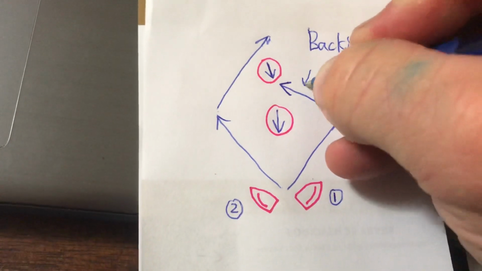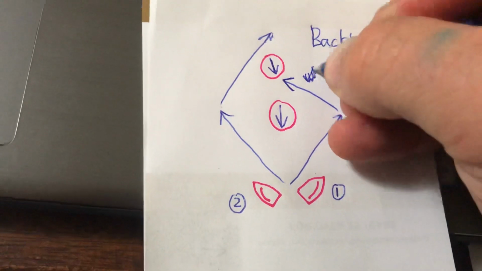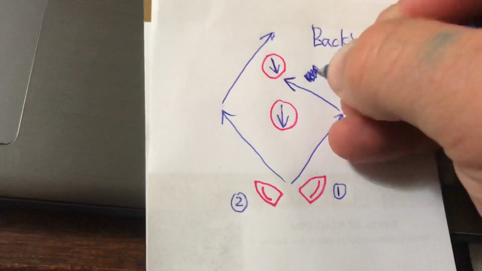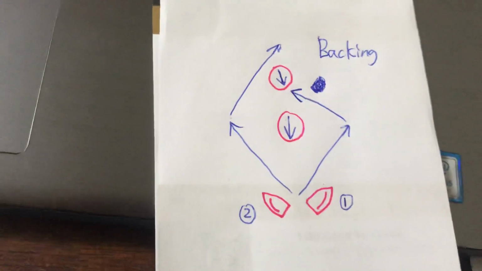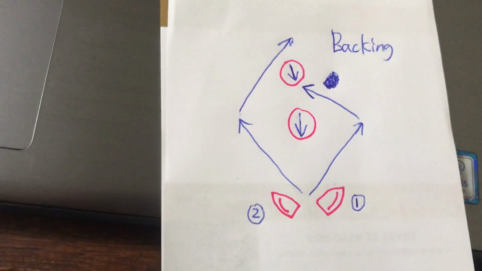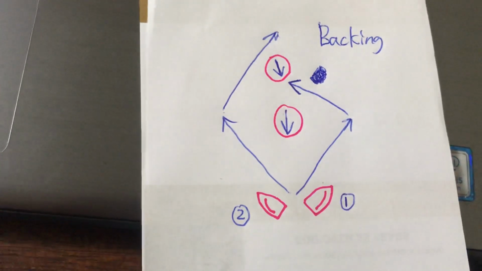So this would be a veer. But that's not what I've drawn here. So backing is a way to simplify talking to your training partner about a split tack. Backing means shifting left. Veering means shifting right.